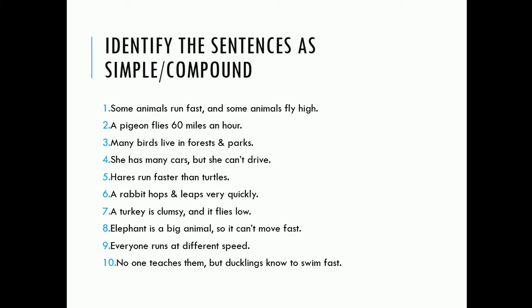Let's look at the first sentence. It says, some animals run fast and some animals fly high. We can easily locate the two independent clauses here. The first one is some animals run fast, and the second independent clause is some animals fly high. Both of these clauses have been brought together with the help of the conjunction and. Thus, this qualifies as being a compound sentence.